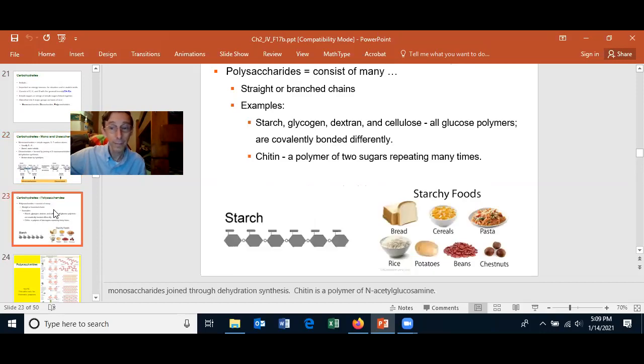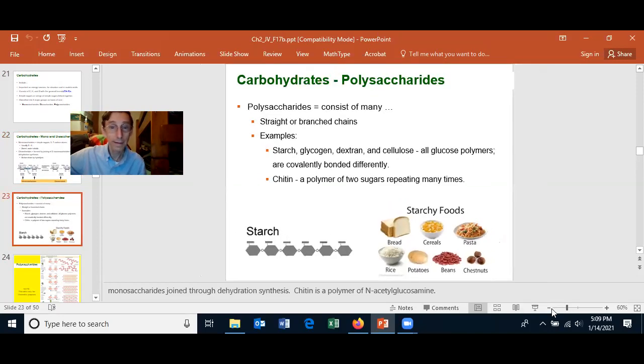All right, let me shrink that so you can see that. So let's talk a little bit about the polysaccharides. Those are large, complex carbohydrates that are composed of many monosaccharides, and poly means many, so many saccharides. Saccharide just means sugar. So they have many monosaccharides, and they're straight or branched chains, all of the polysaccharides.